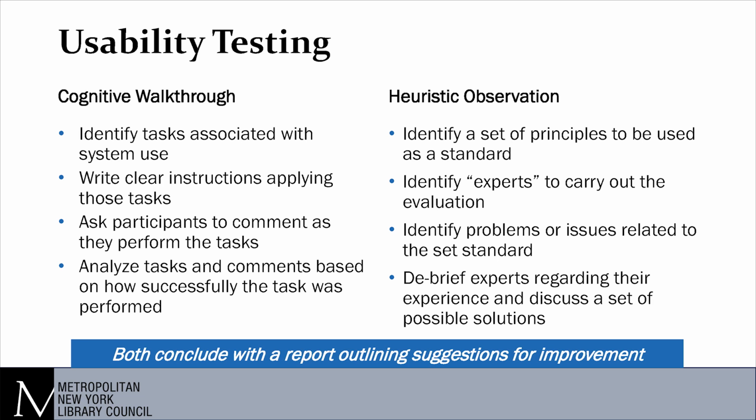And then heuristic observation, very similar, but in this case, you typically just have a set of standards or principles that people should be following. Cataloging is a good example there. And you identify experts to evaluate whether or not those principles or standards are actually being applied the way they're supposed to, or if there are problems related to the issues or the standards. And then you spend time debriefing the experts about their experience, trying to apply the principles or standards, and you come up with solutions for how you're going to change the principles or standards.